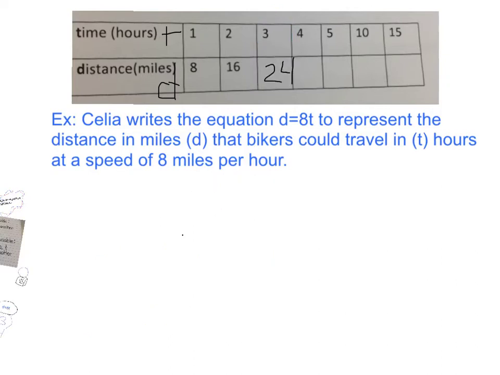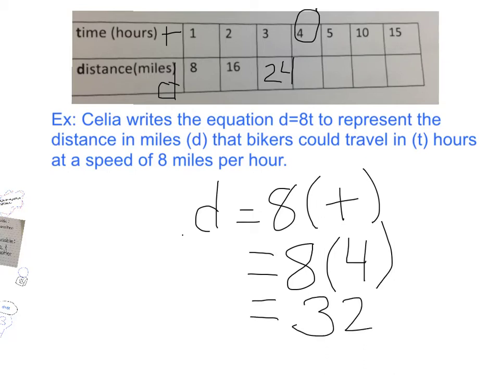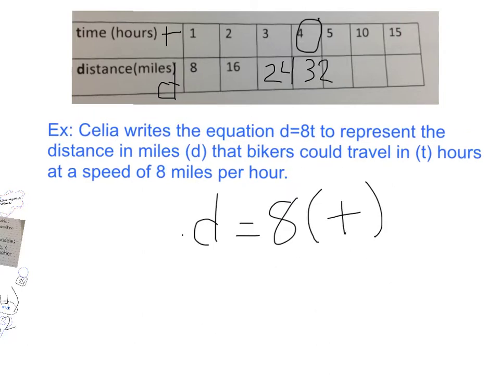Let's look at the next one. Using the equation d equals 8t, again, I can now look at time, which stands for 4 hours, and I can plug that into our equation. So I have 8 times 4 hours, which is 32. So my d equals 32.